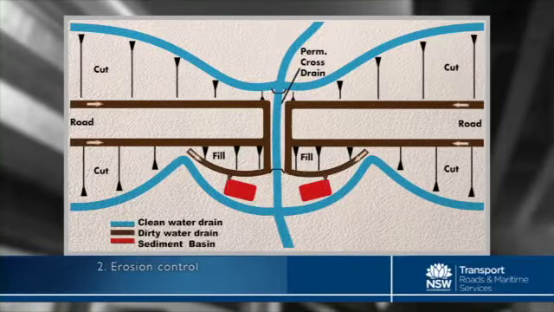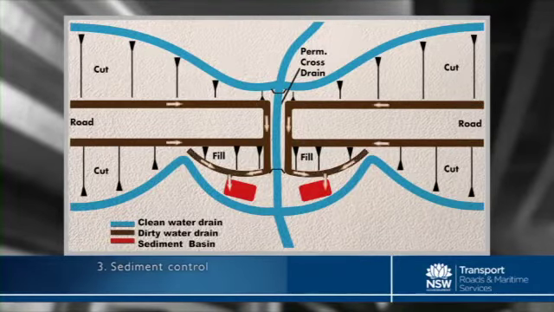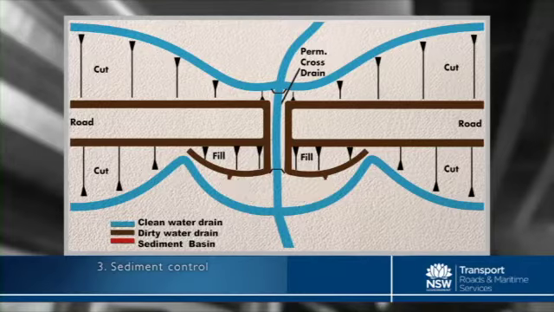But I assume this dirty water, Chris, just can't be conveyed off-site. Yeah, that's right. Despite our erosion controls, inevitably some sediment will be picked up and the dirty water drains convey this water and sediment to the sediment controls to treat that water prior to discharge from the site. At this point, the treated site water is discharged into the natural environment.